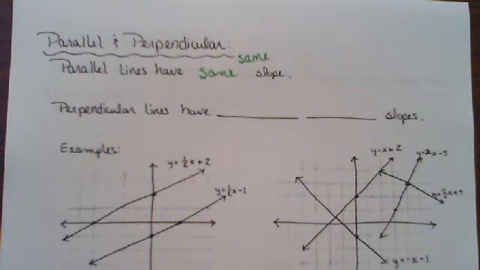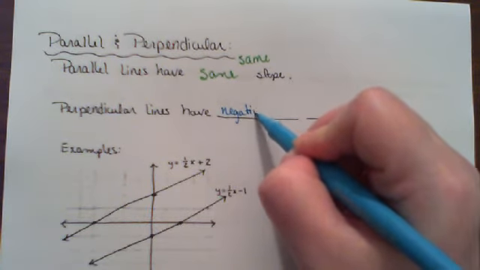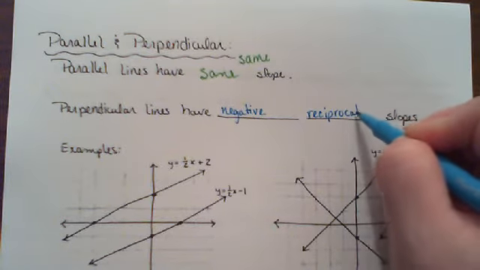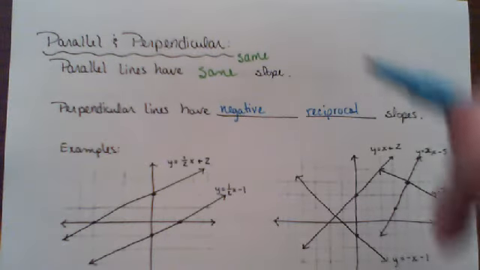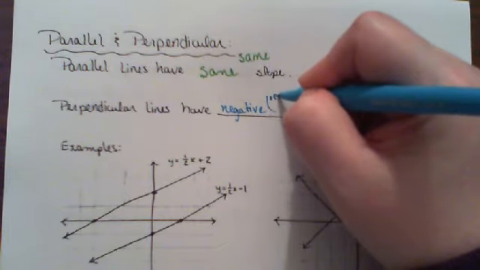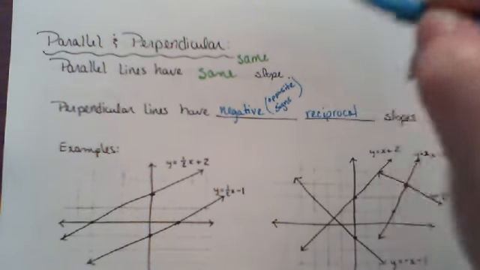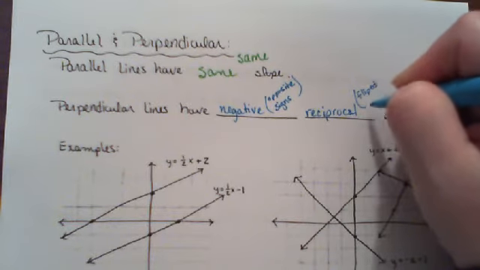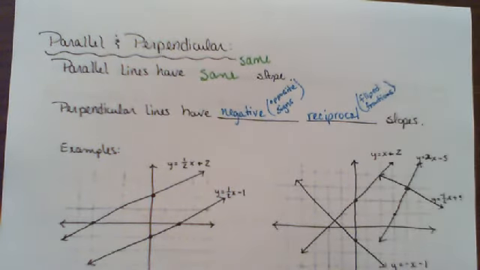And that perpendicular lines have negative reciprocal slopes. Negative means that they are opposite signs. And reciprocal means that they are flipped fractions. Let's look at a couple of examples.